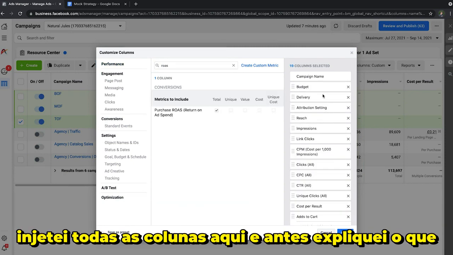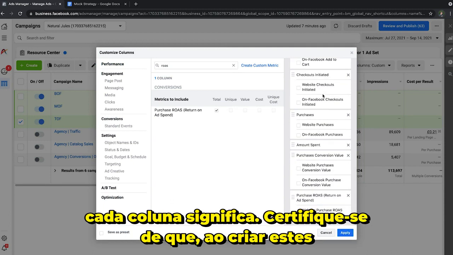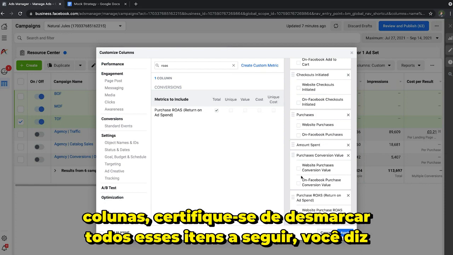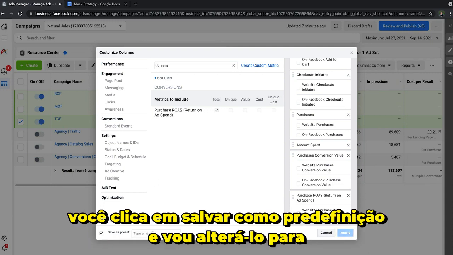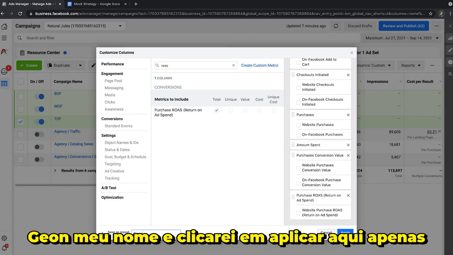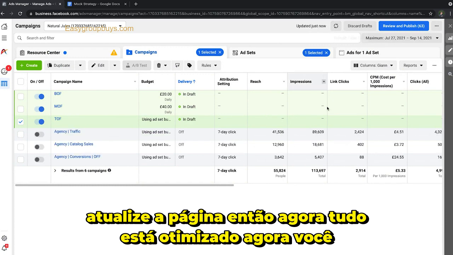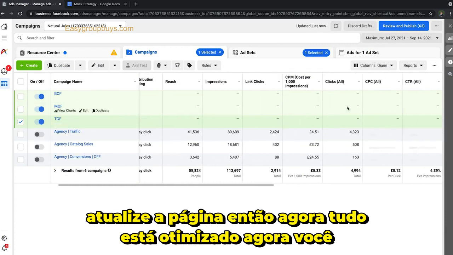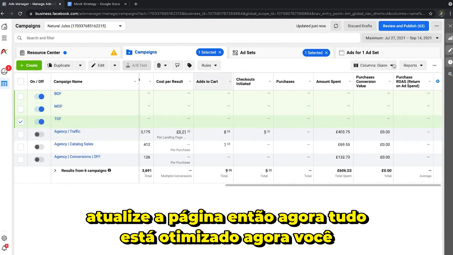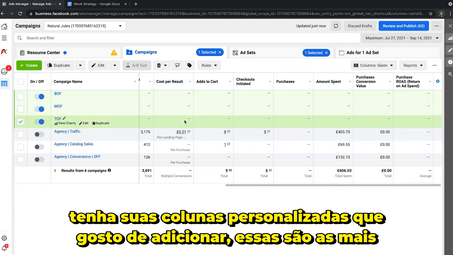So I injected all the columns here, and earlier I explained what each column means. Make sure when you're creating these columns, you deselect all these items. Next, you click save as preset, and I'm just going to change it to Gian, my name. And I'm going to click apply. From here, you just refresh the page. Now everything is optimized. Now you have your custom columns.